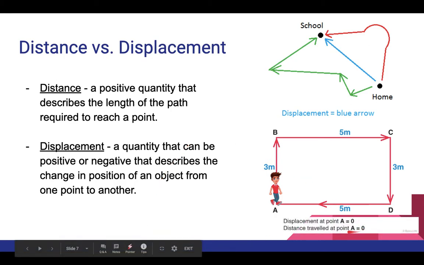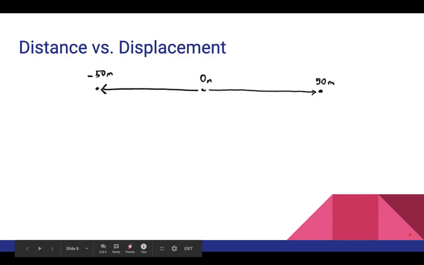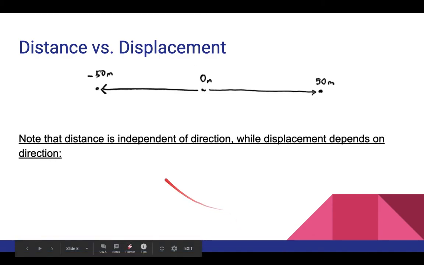And then distance traveled at point A, it says right here, 0. No, that should say 16 meters, but displacement at point A is 0, okay? So whatever website used this needs to correct that. So distance versus displacement, okay? So please note that distance is independent of direction, while displacement depends on direction, okay?